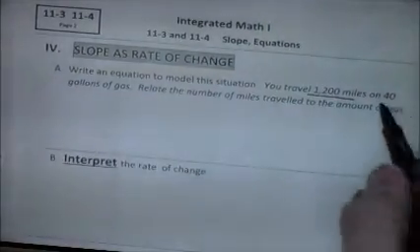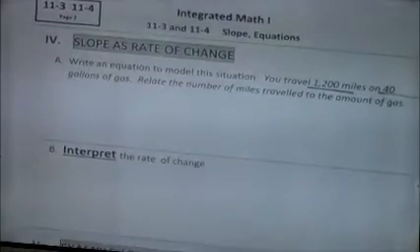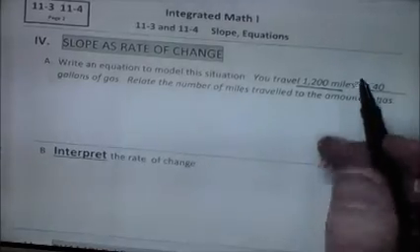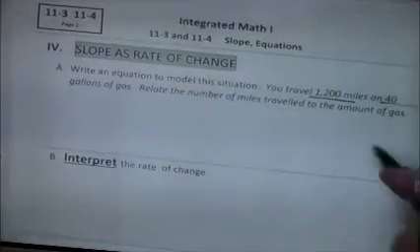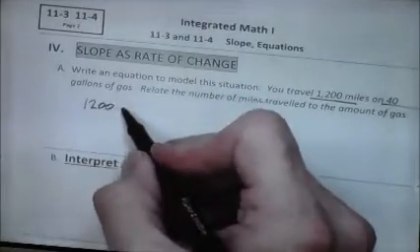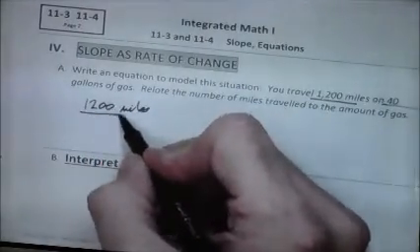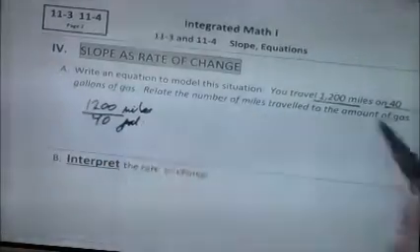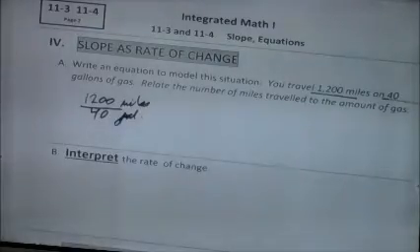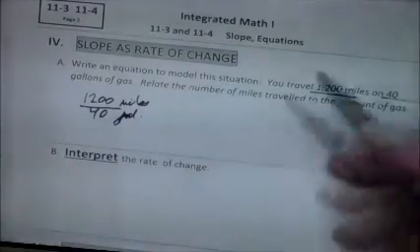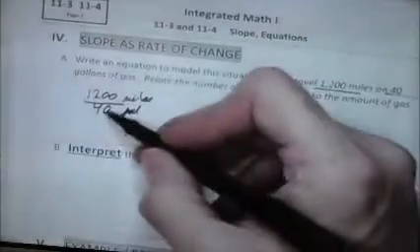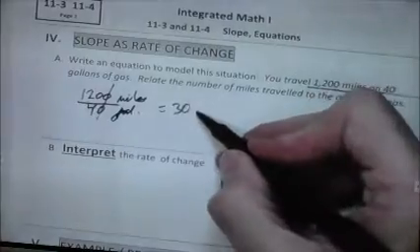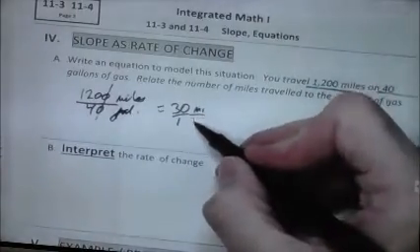You're traveling 1,200 miles on 40 gallons of gas. Relate the number of miles traveled to the amount of gas. Well, what we do here is we find what the unit rate would be. Think about what's happening: 1,200 miles over 40 gallons of gas. I'll just put GAL. We want to know how much for, say, 1 gallon. So basically we reduce it. The zeros cancel out, and 4 goes into 120 equals 30 over 1 miles over gallon.